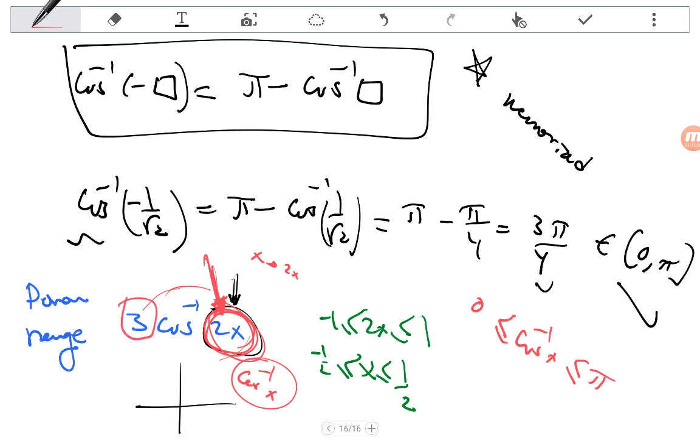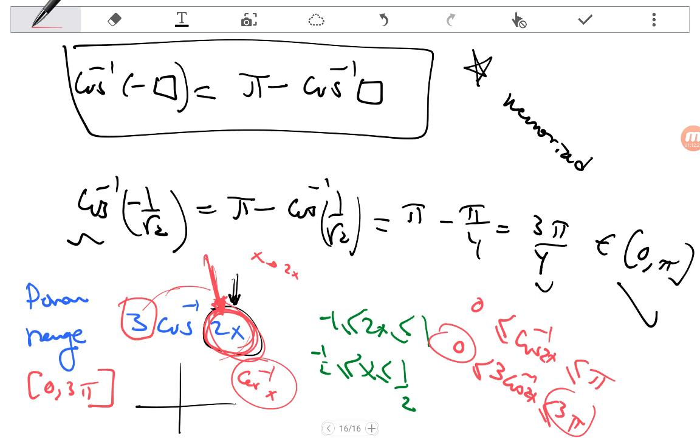If I multiply by 3, what would happen? I would have a vertical expansion, so this will be multiplied. If I multiply by 3 cosine inverse x, or make it 2x, the range will be from 0 to 3 pi.